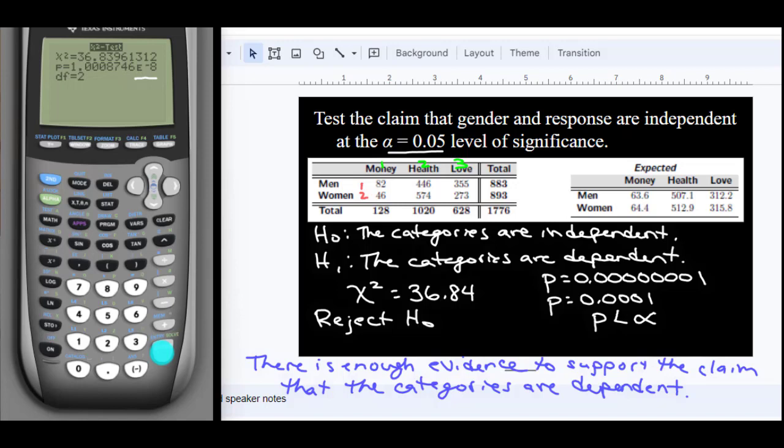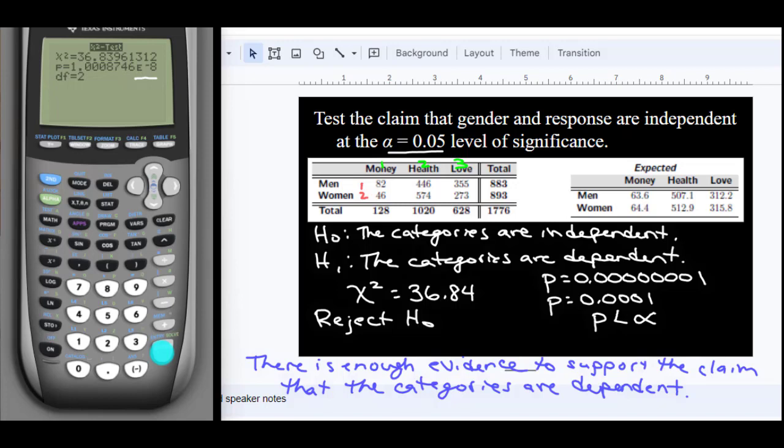So notice most of the women are actually picking health, and actually most of the men are too, but a lot more of the men, as far as percentages, are picking money and love, but a much greater percentage of the women are picking health for their highest value there.